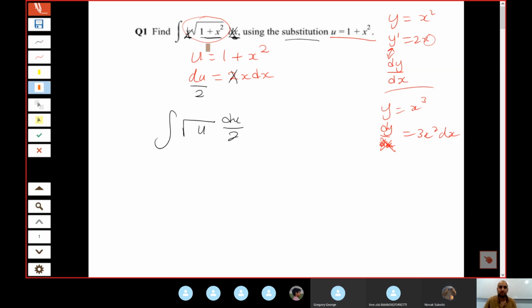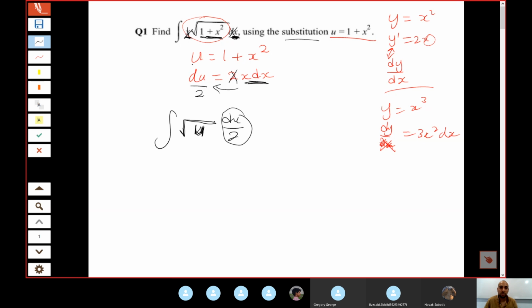Let's have a look at that. Let's go again. Look at this. So x dx from this side gets replaced for du on 2. There it is. Then I'm left with a square root. There's my square root, and inside is 1 plus x squared. And I just write that as u.